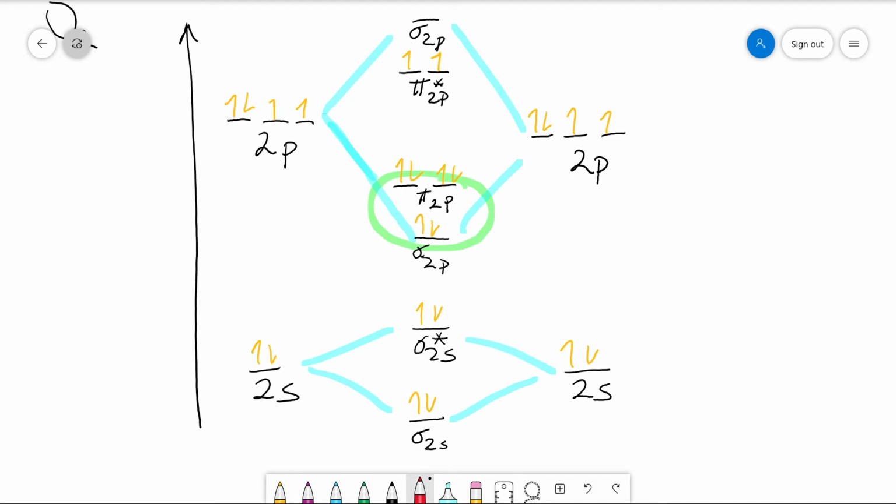Paramagnetic, diamagnetic. Whoa, tricked you. Paramagnetic. So, in the video of them pouring the liquid oxygen through the magnet, these 2 electrons explain why that happens. It doesn't matter if they're bonding or anti-bonding, they are unpaired. Okay? Bond order.